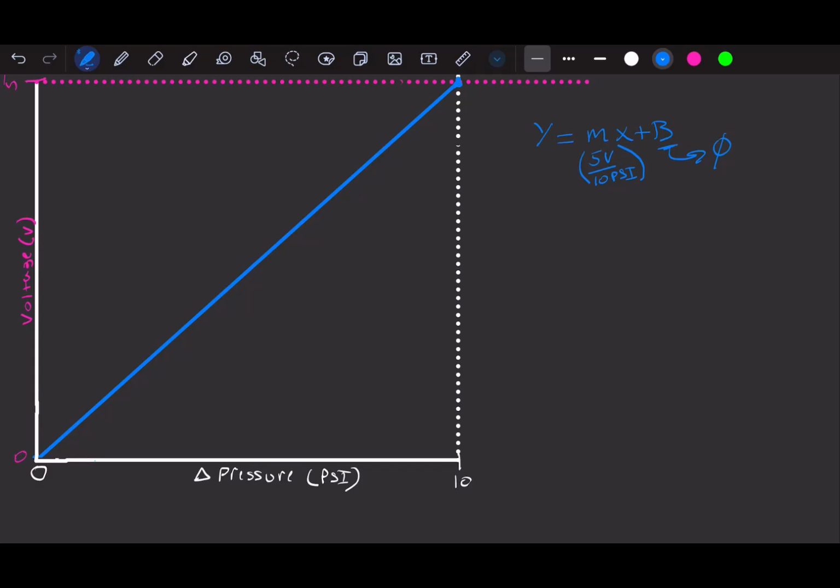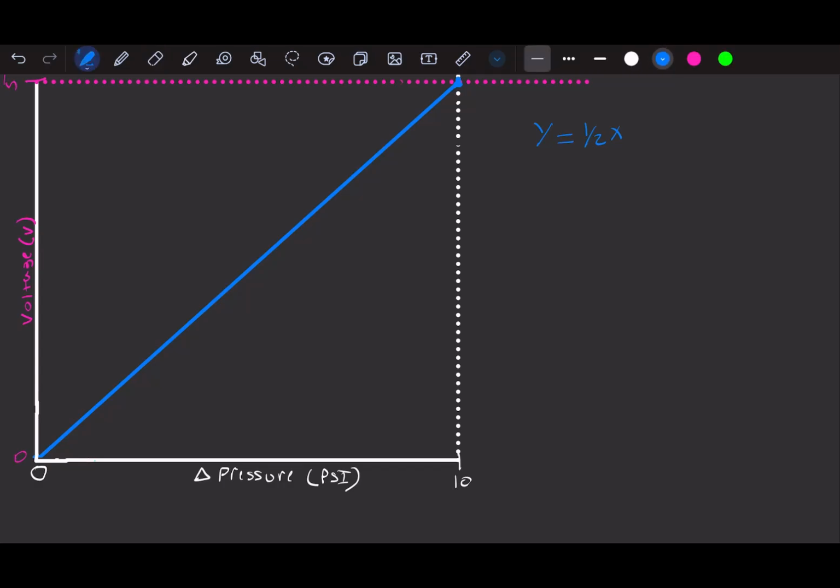I'm going to rewrite this really quick for us, so I'll erase this right here, and I'm going to rewrite this as the actual equation. 5 over 10 is 1/2 x plus b, and b again is just 0, so we can just get rid of that, and this is what we have.